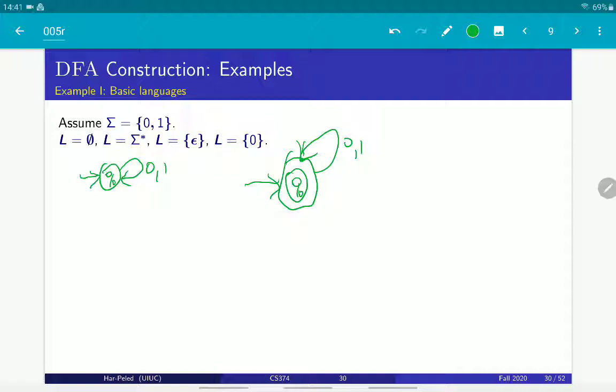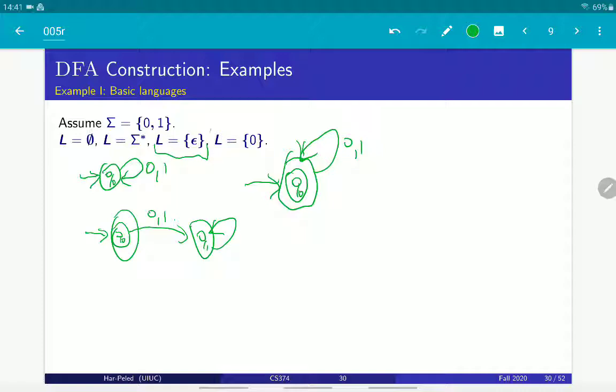The other one is the language where you accept only the empty string. So you have Q0. It's the start state and it accepts. But whatever input you get, you move to a new state Q1. And Q1 is, again, a hell state.